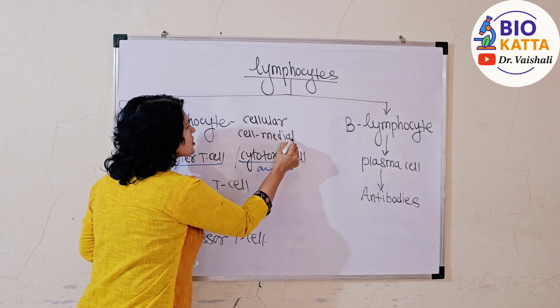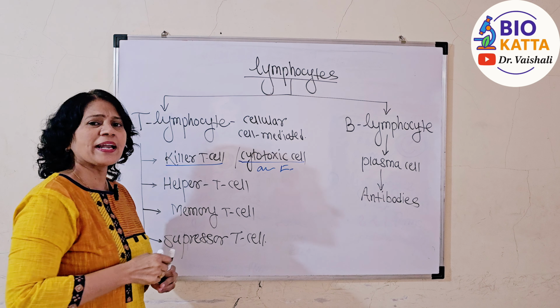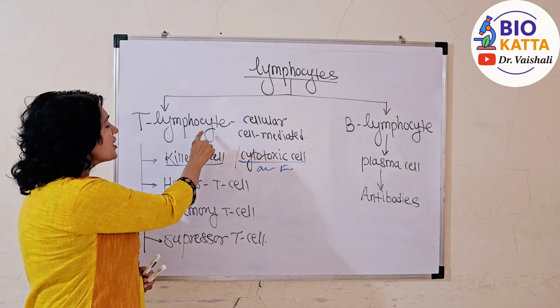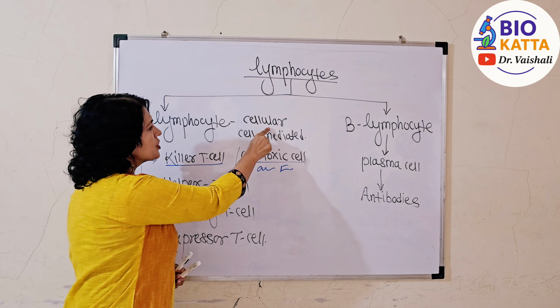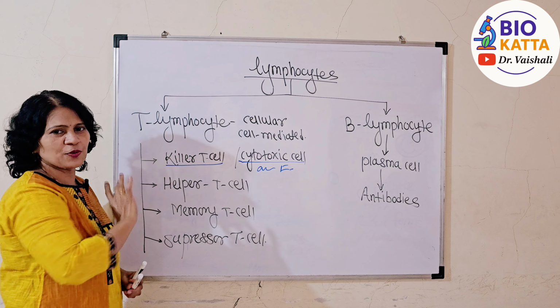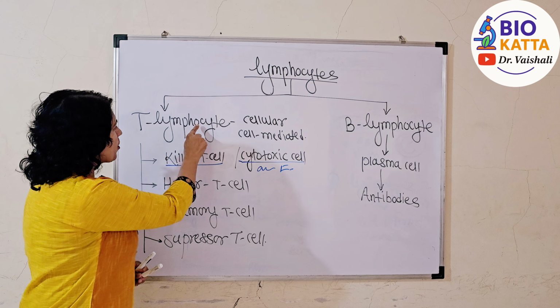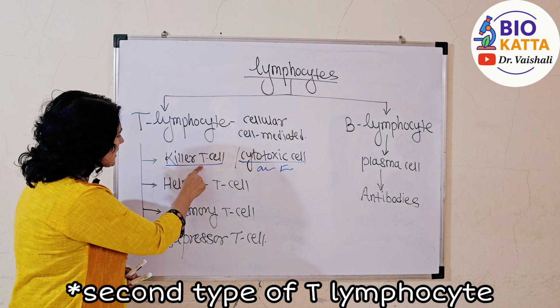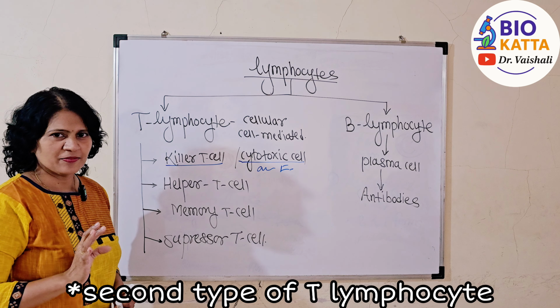This is a very important question, frequently asked in previous NEET examinations: which cell has a role in cellular or cell-mediated immunity? The answer is the T lymphocyte, and the subtype of the T lymphocyte is the killer T cell. Then the second type of T cell is the helper T cell.